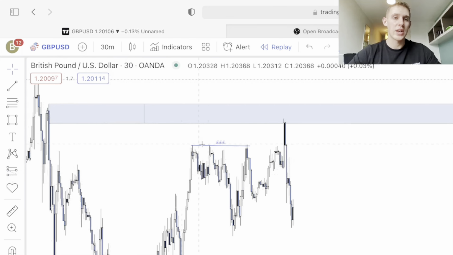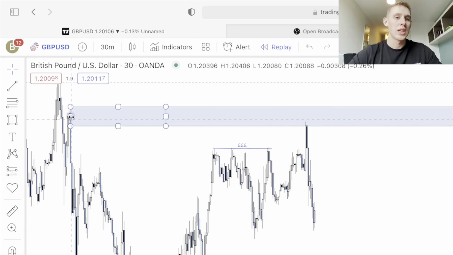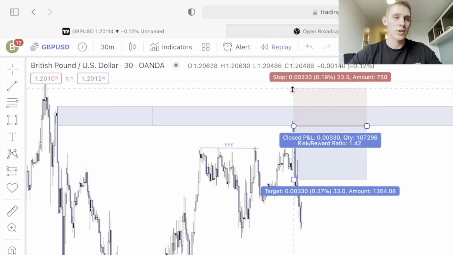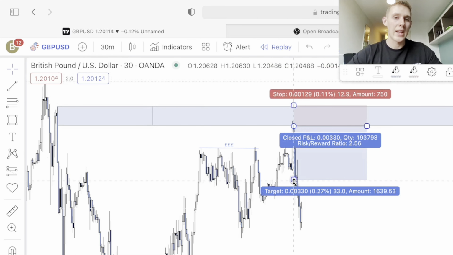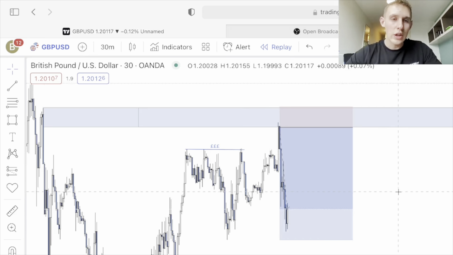We don't want to just enter when price randomly comes above a double top. We want to identify levels in line with the trend to the left, which are key levels. So in this case it was the supply, and we would have entered here with a stop loss just above, and then targeted probably this low.